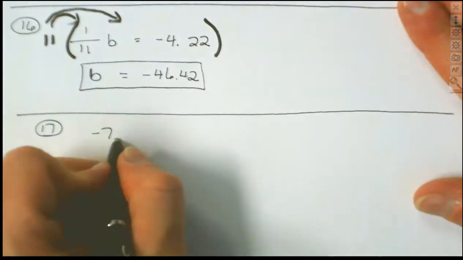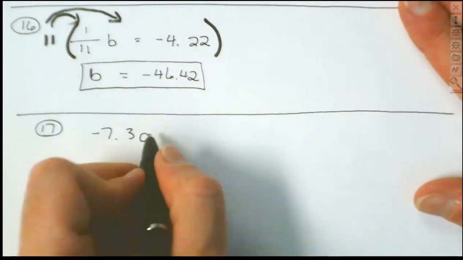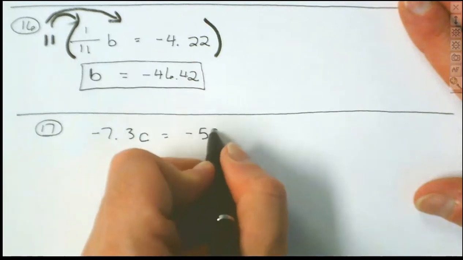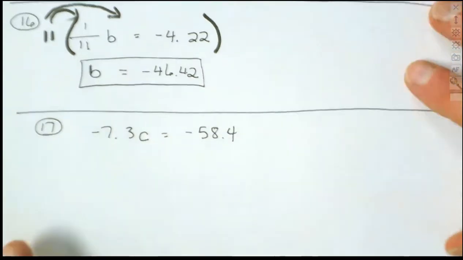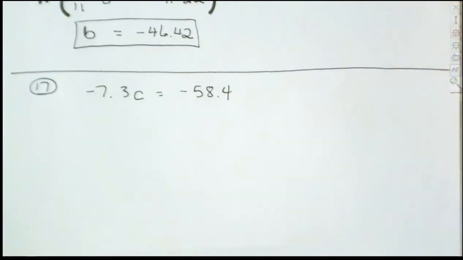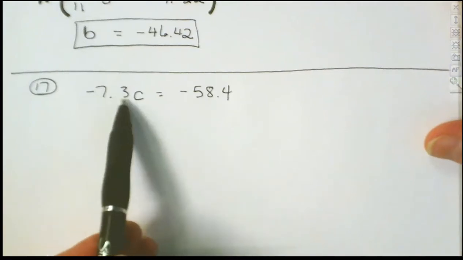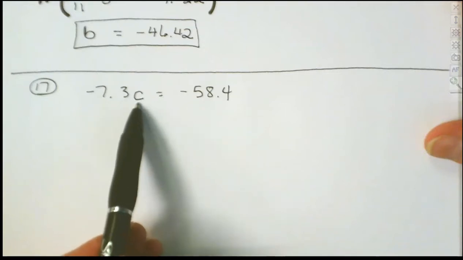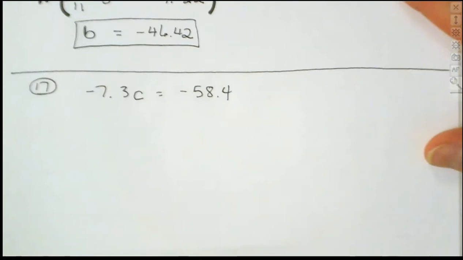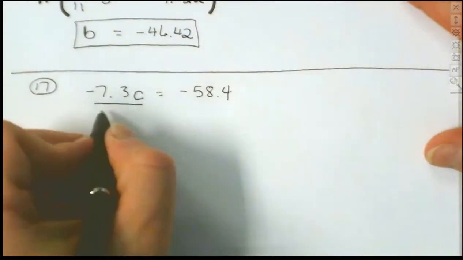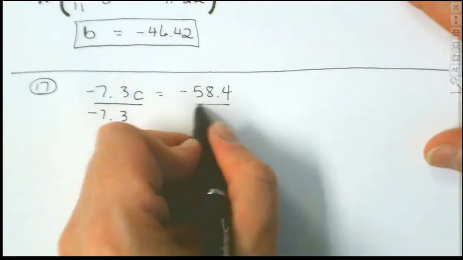And we have a minus 7.3 C equals minus 58.4. Okay. We don't have any fractions to worry about. We've got decimals. We use our calculator. We want to get the C by itself. That negative 7.3 relates to that C by multiplication. So we undo multiplication with division. So we're going to divide both sides by a negative 7.3.